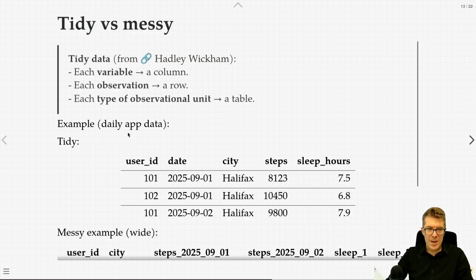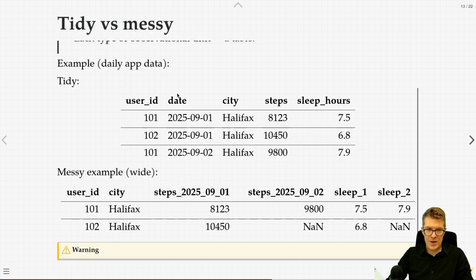So an example in our daily app of wellness is here. This is a tidy example. We have user IDs, dates, cities, steps, and sleep hours. Each of these variables is a column, and every observation we have here is a row of data, right? So we have two rows for user ID 101, but one of them was taken on September 1st, another on September 2nd. So these are technically two different observations for this user.